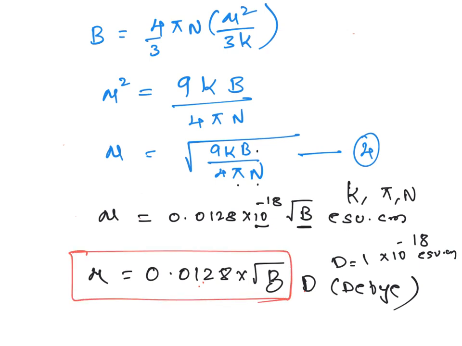By using this, we can calculate the dipole moment of a molecule by changing the temperature. When temperature changes, polarization changes. By knowing T1, P1 and T2, P2, we can first calculate the B value. Once we know the B value, all the remaining values are constants, so we can calculate the dipole moment.